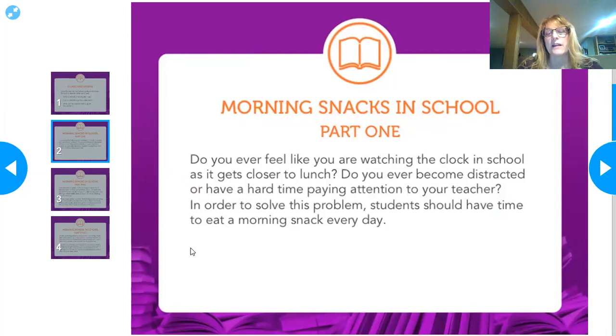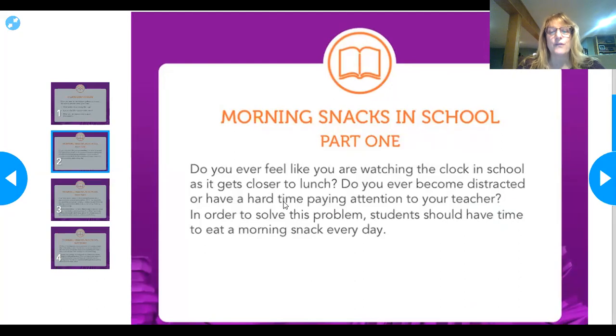So when we're reading, this is someone's opinion, and we want to look at that first. So when you look through there, I hope that you're finding where that opinion is coming right out. And I think a lot of you have found that. That opinion is: in order to solve the problem, students should have time to eat a morning snack every day. Well, that leaves these other sentences here.